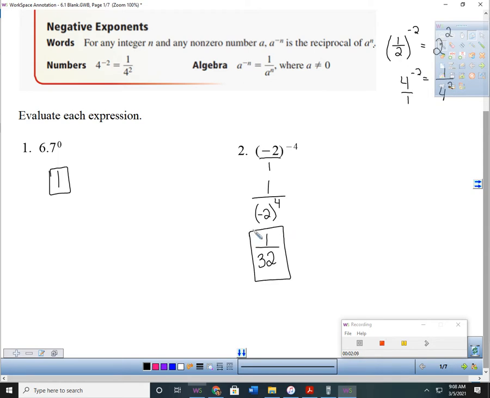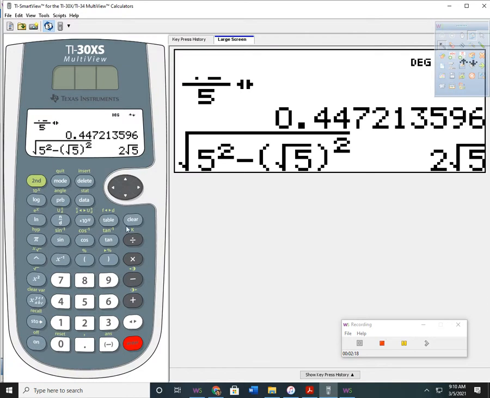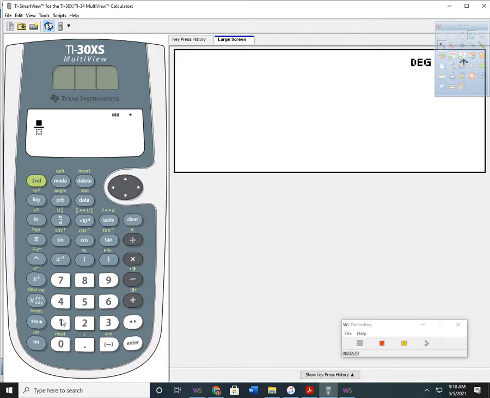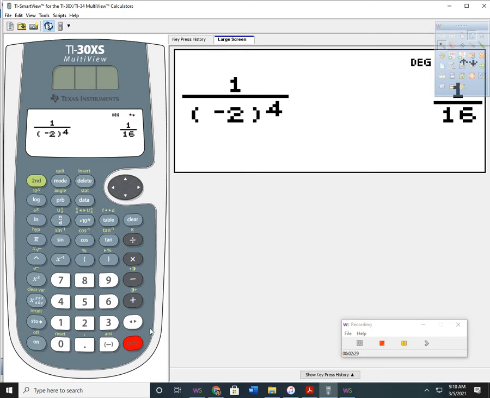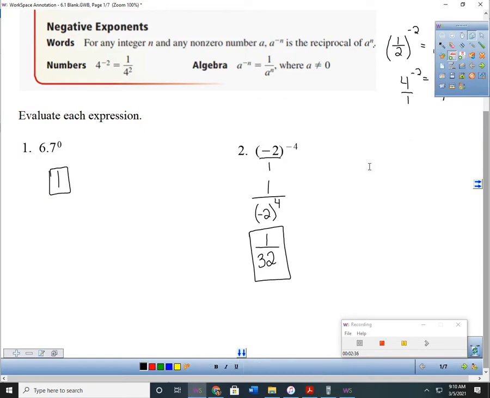And remember, it's important that when you have a negative that you're raising to an even power, that you put that in parentheses. And you can also just plug that directly into your calculator. If you have 1 over negative 2 to the 4 power. Oops, I said 32, didn't I? And it's 16. Look at that. It's a good thing we checked ourselves. 16. I went 1 too many. All right.